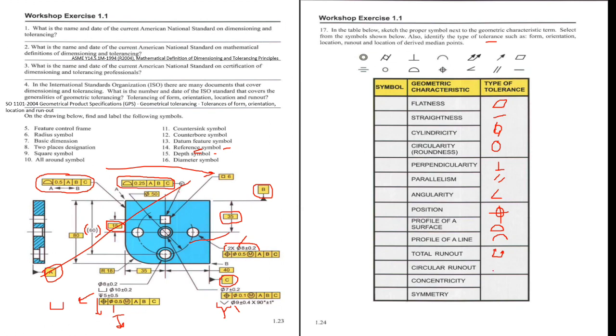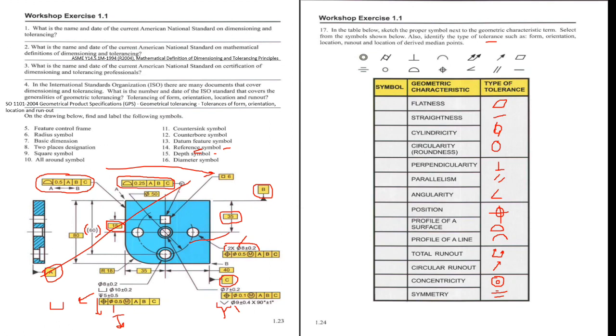for circular runout, uses like this symbol, then concentricity is like this, and symmetry we have this one.